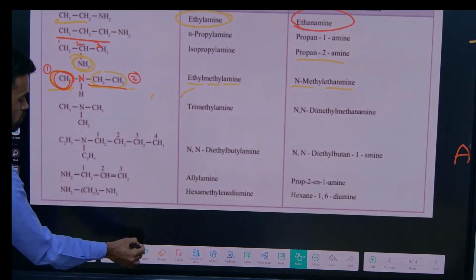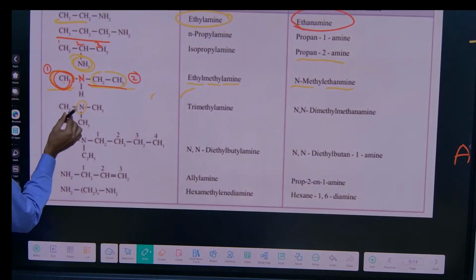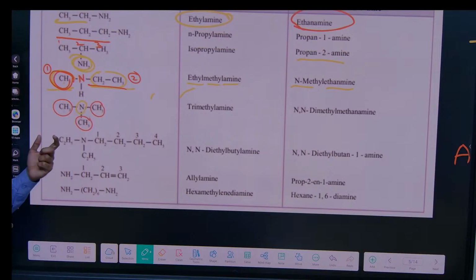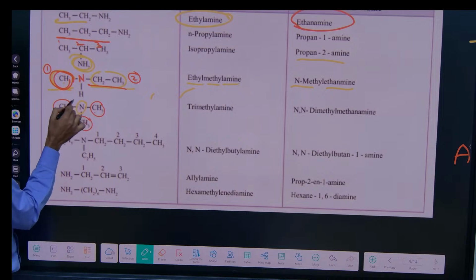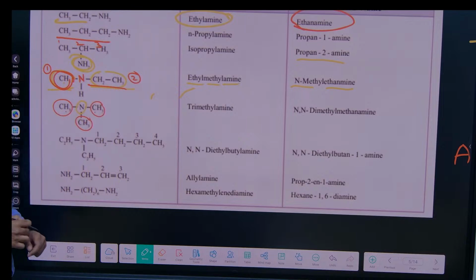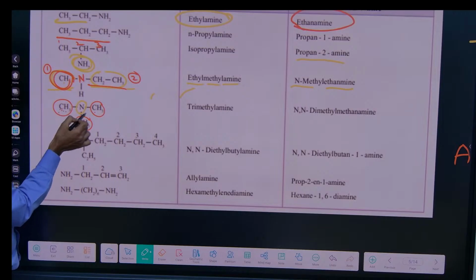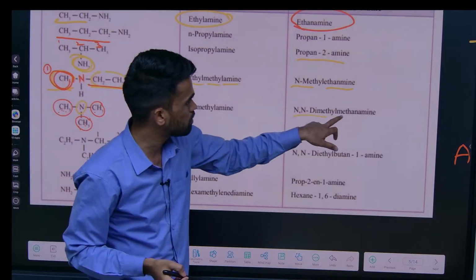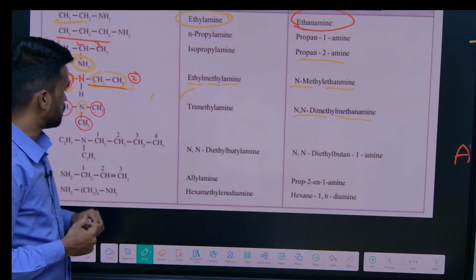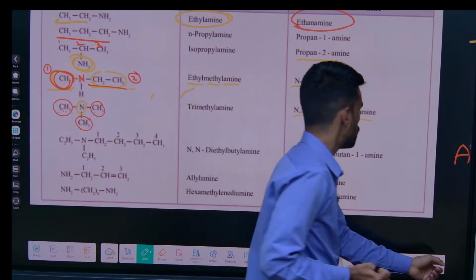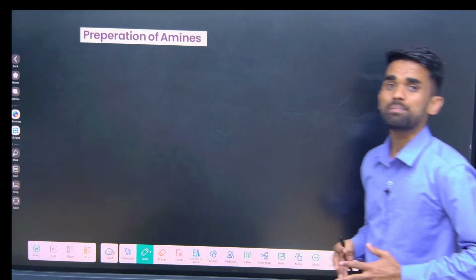So if you see on nitrogen, we have three methyl groups, 1, 2, 3. So what will be the name of this compound? Trimethylamine is a common name. When it comes to IUPAC name, like on nitrogen only two methyls are there, N,N-dimethyl methanamine. So N,N-dimethyl methanamine is an IUPAC name. Like that I have given a few more examples, you just follow them. Let's move forward with their preparation methods.